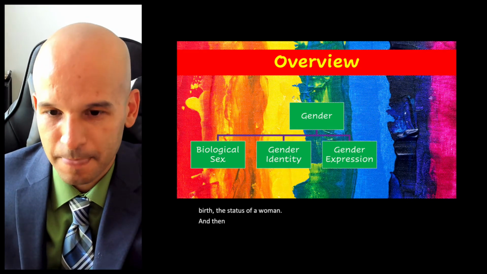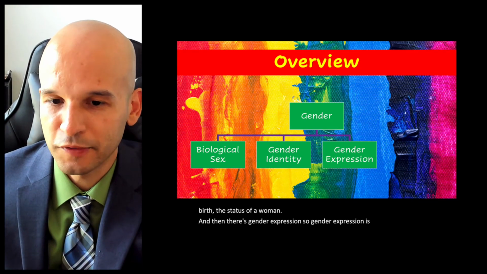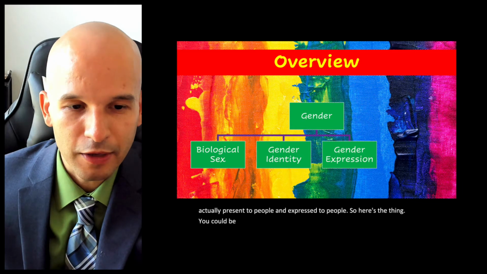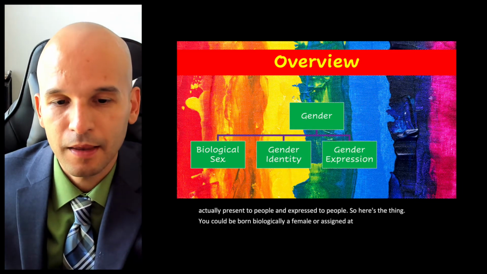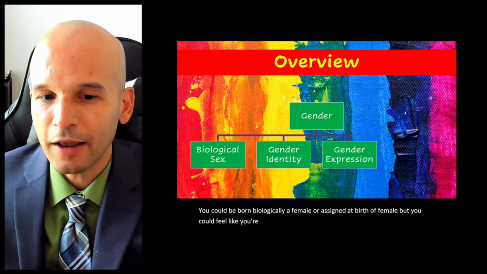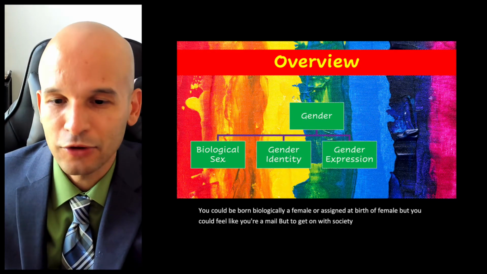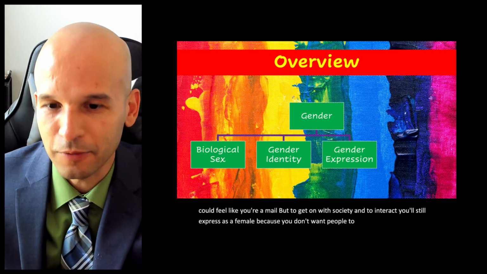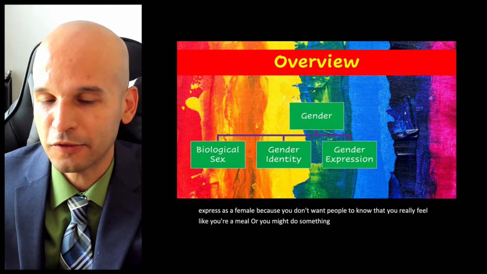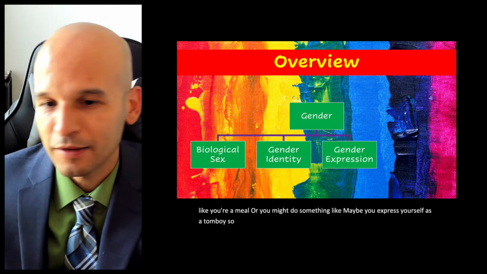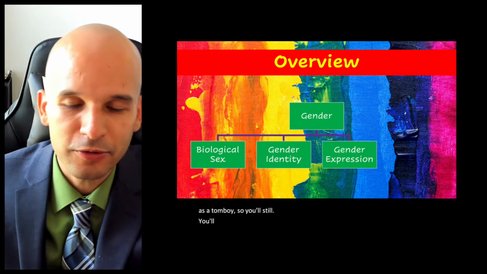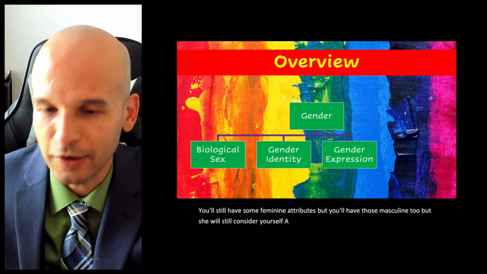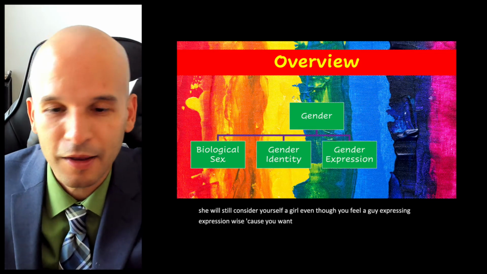And then there's gender expression. Gender expression is the gender you actually present to people and express to people. So here's the thing. You could be born biologically a female or assigned at birth a female, but you could feel like you're a male. But to get on with society and to interact, you'll still express as a female because you don't want people to know that you really feel like you're a male. Or you might express yourself as a tomboy. So you'll still have some feminine attributes, but you'll have those masculine too, but you'll still consider yourself a girl, even though you feel like a guy, expression-wise, because you want to fit in or you don't want to face stigma and so forth.